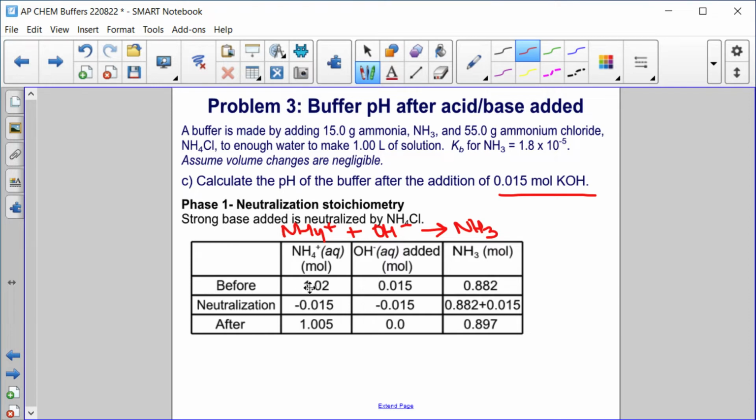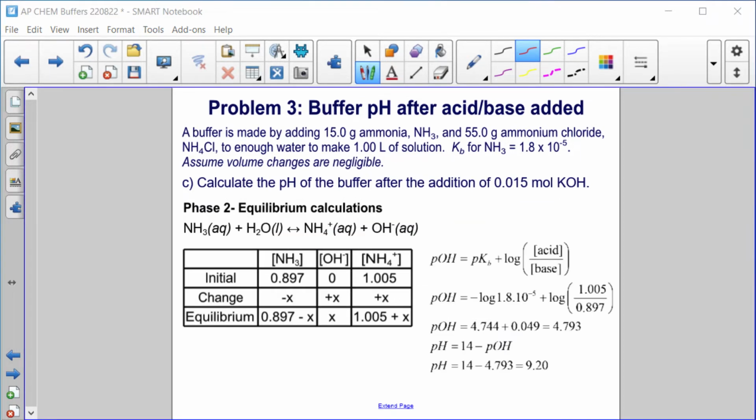So before any neutralization happens, we have our initial amounts. All of the strong base is neutralized. So the NH4+ decreases while the NH3 increases. And from there, we can find the pH.